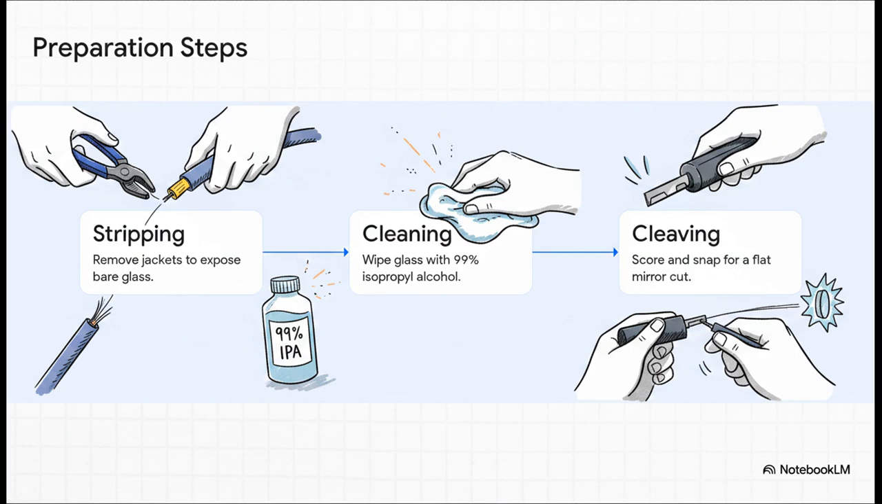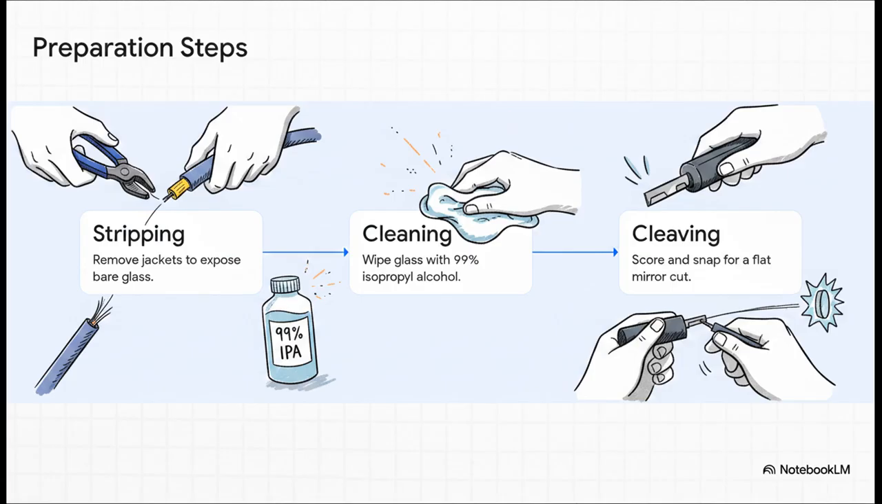Step 1, you strip away the heavy armor and plastic using specialized tools so you don't accidentally scratch the glass. Step 2, you clean it. And I mean meticulously. A single speck of dust or oil from a fingerprint will completely ruin the splice, so they wipe it down with 99% pure isopropyl alcohol.